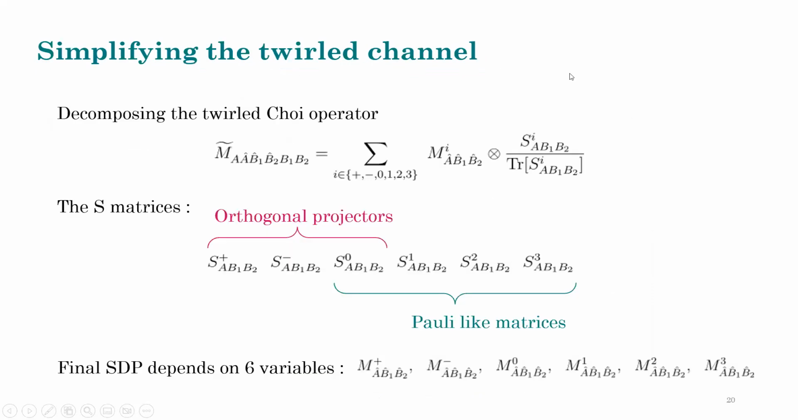And it follows the same map basically. The Choi operator is again the same with the 6 systems associated with it, but it can be decomposed if it is equal to its twirl operation. If it is equal to this twirl Choi operator, and then we again have the same S matrices, and we reduce the SDP to just 6 variables, but which are much lower in dimension.